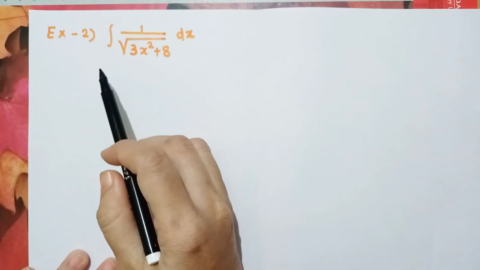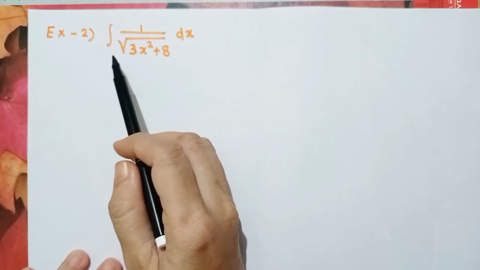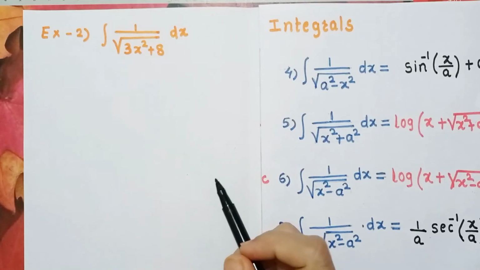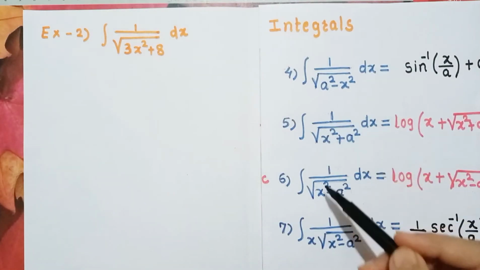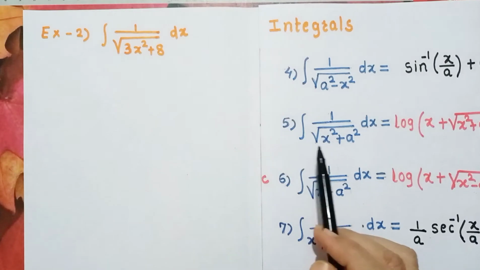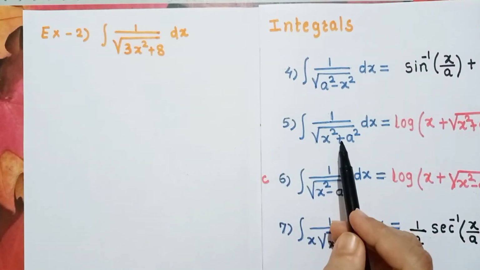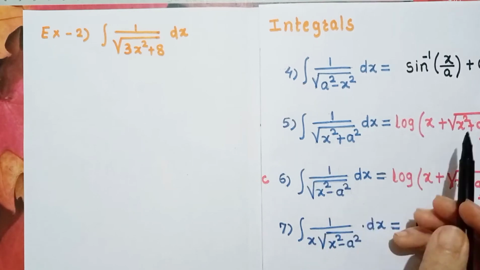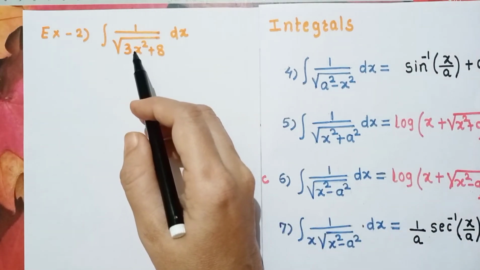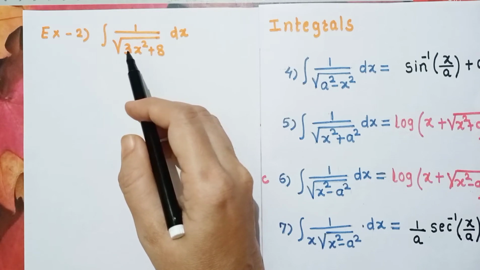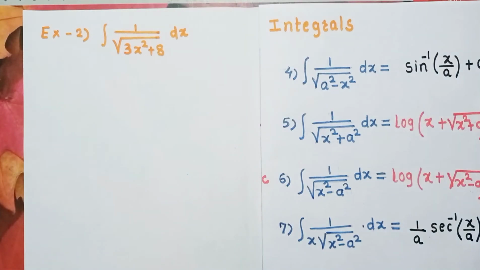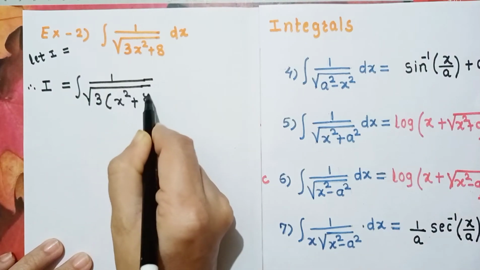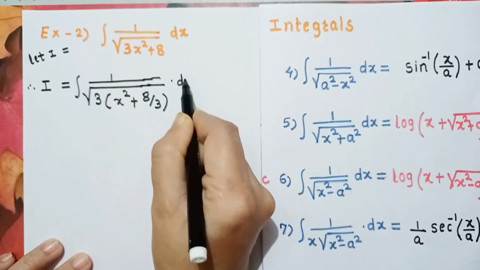This is our second example. Integration 1 upon root 3x square plus 8 dx. And so we have to use any one of these 4 formulae. So middle sign is plus, so we have to use this fifth formula, which is log of x plus this root. So again we will make the coefficient of x square 1 by taking this 3 common out, and here we will write x square plus 8 by 3 dx.